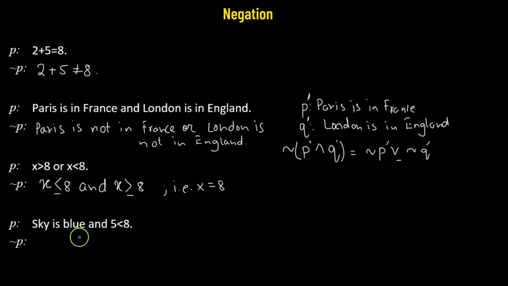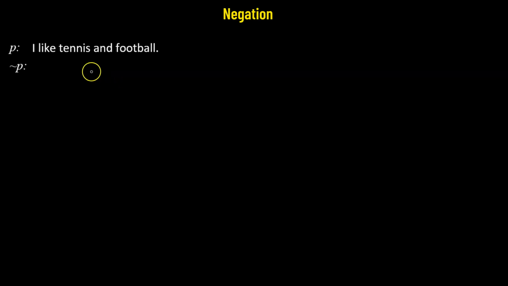Next we have, the sky is blue and 5 is less than 8. So you can say the sky isn't blue or 5 is greater than or equal to 8. Let's move on to the next problem. I like tennis and football, so this is a compound statement. So this will be I don't like tennis or football.